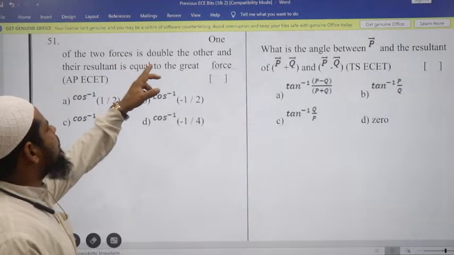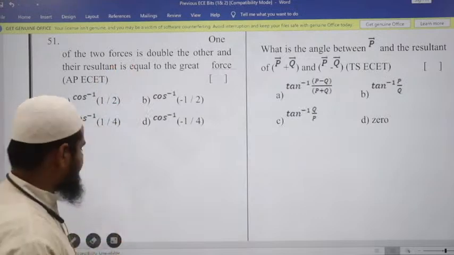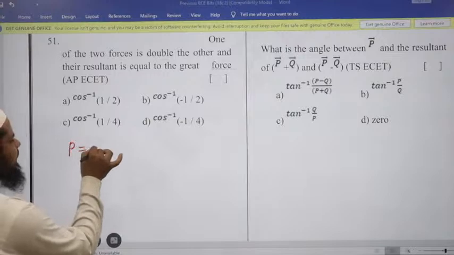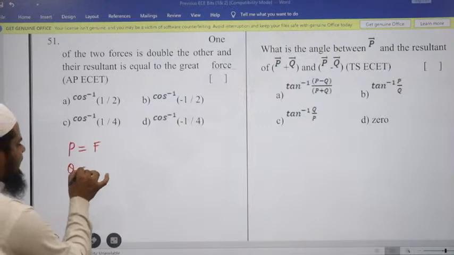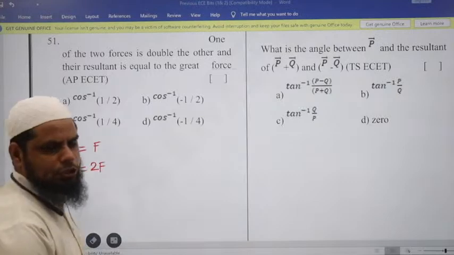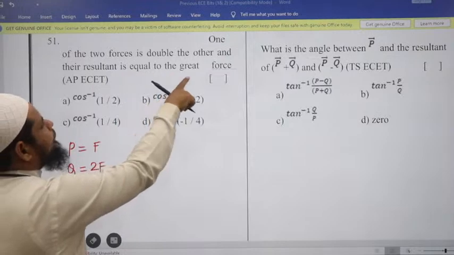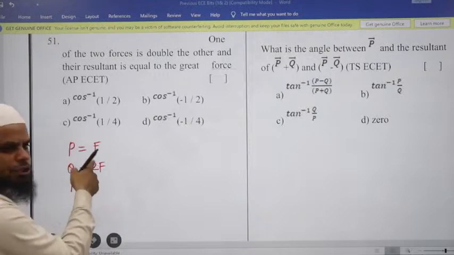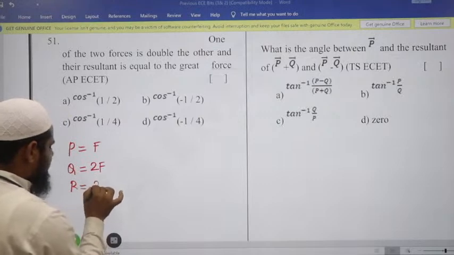So sorry for the break. Someone is asking about 51, so I am explaining it one more time. One of the two forces is doubled. Look at this. The first force is given as F, and the second force is given as 2F. The resultant is equal to the greater force. Among these two, the second force is the greater force, that is nothing but 2F.